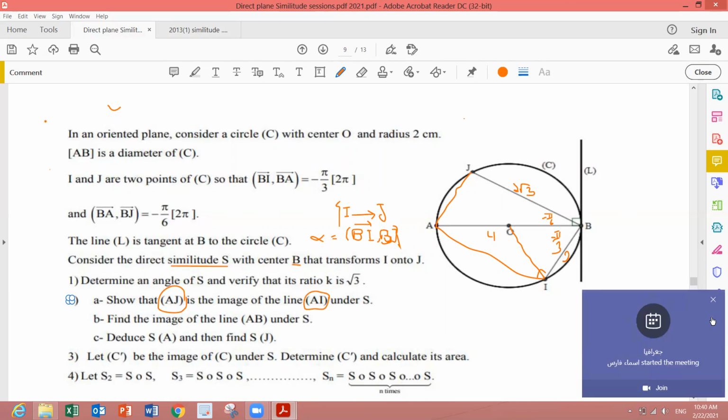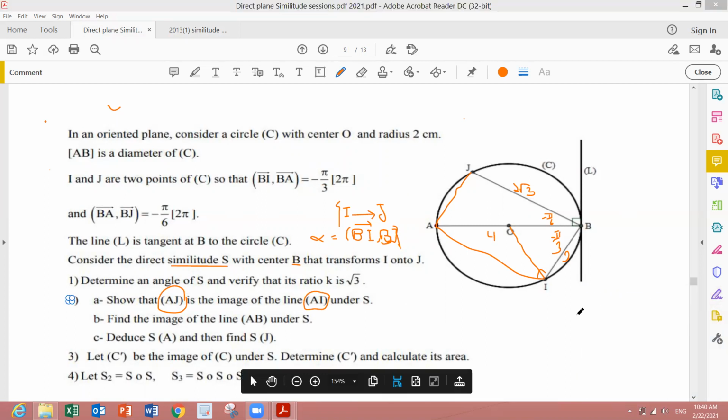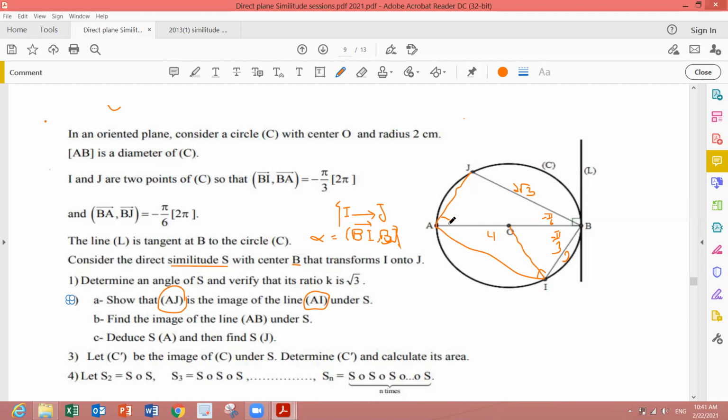No, on the contrary. S of I belongs to... so that AJ is the image of the line AI. I belongs to AI, so S of AI is a line. S of the line AI is the line passing through J and perpendicular to AI. Okay, why does it give AJ? Why is this perpendicular here?